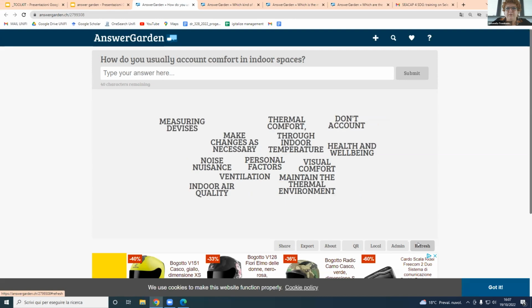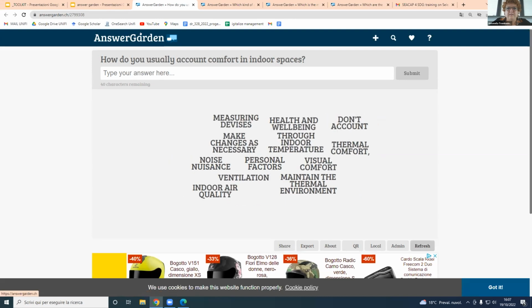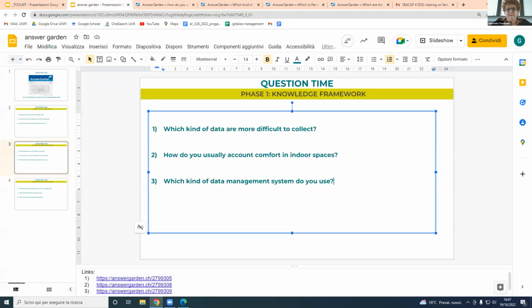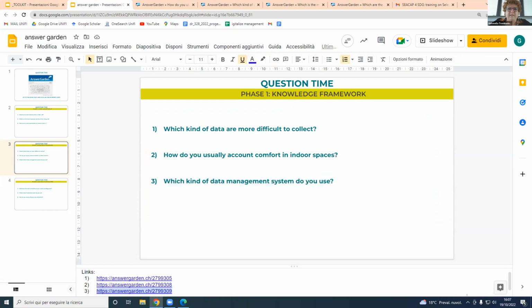Okay, thank you for this answer. It is a very interesting picture of the common problem. And the last one is, which kind of data management system, if any is in the building, do you use?